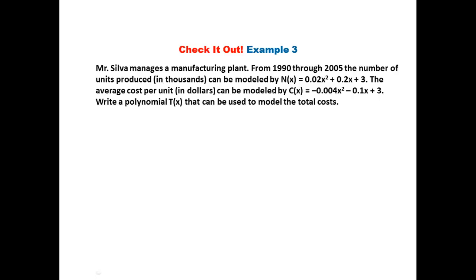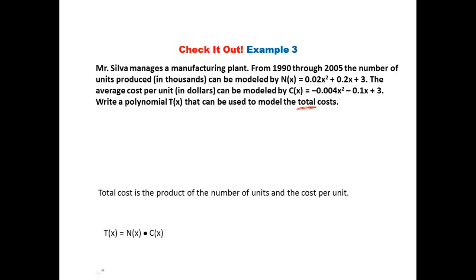We have the number of units produced, modeled by this equation. The average cost per unit can be modeled by this equation here. We're going to write a polynomial, T of x, that can be used to model the total cost. So that's where we're getting T from. T is the total. Alright, the total cost is the product of the number of units and the cost per unit.